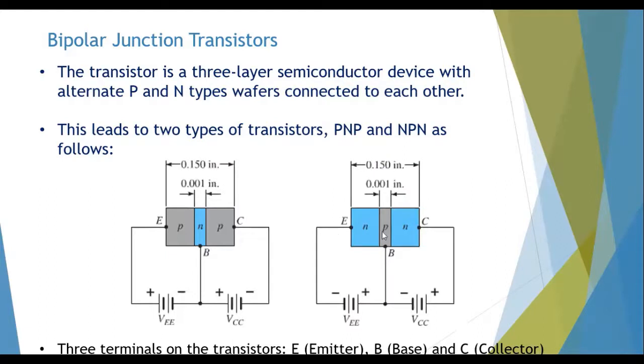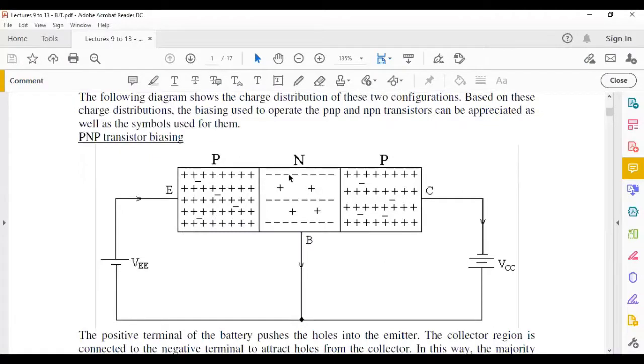Be it in the PNP or NPN, the base region has very small majority charge carriers. Okay, so I'm going to shift back to the handout, but every now and then I'll be shifting to this PowerPoint slide just to clarify. I hope it is clear now why, in terms of charge carriers, the majority charge carriers, you have less in the base. Now let's just see.